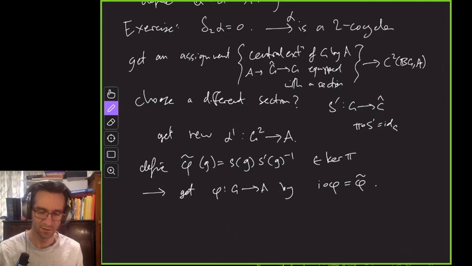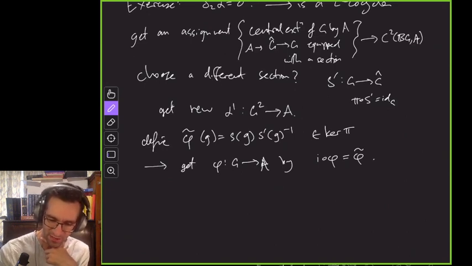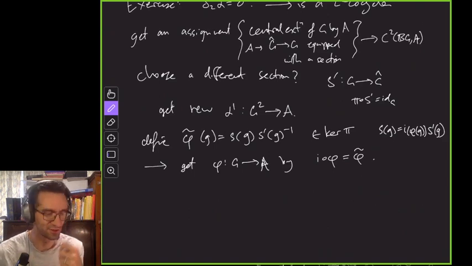Okay. Now hang on a minute. I've got a function from G to A. I can make a cocycle out of it. Even better, that's one thing I could do. Now, though, I have a formula for S in terms of phi and S prime. So S of g is I of phi of g times S prime of g. And so I could substitute this into the definition of alpha.